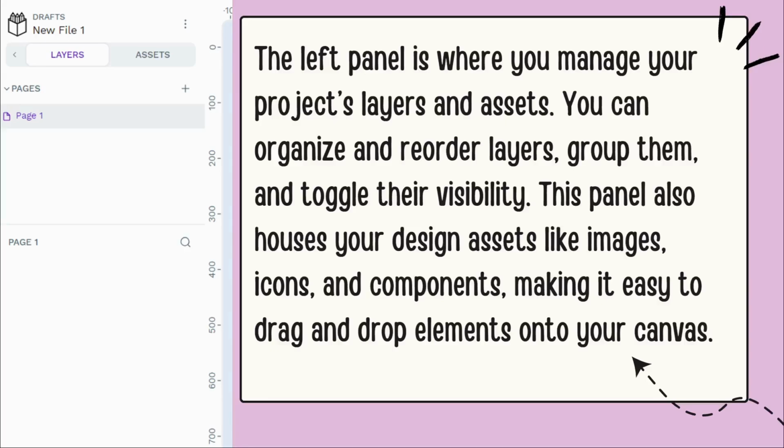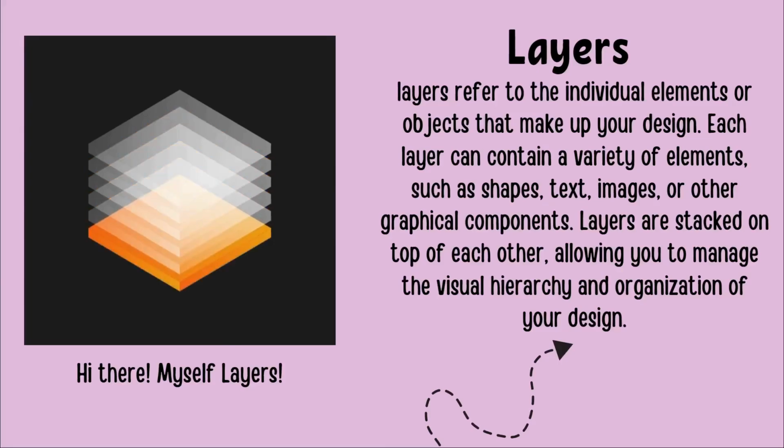Assets means you can consider assets as the icons used, the images used in your application, or the other components used in your application. All this comes under assets. Whereas layers are nothing but the individual elements or objects which you use for design. Each layer can contain a variety of elements like shapes, text, images, or other graphical components as well. So layers are stacked on top of each other, which will help you manage the visual hierarchy and the organization of the design as well.